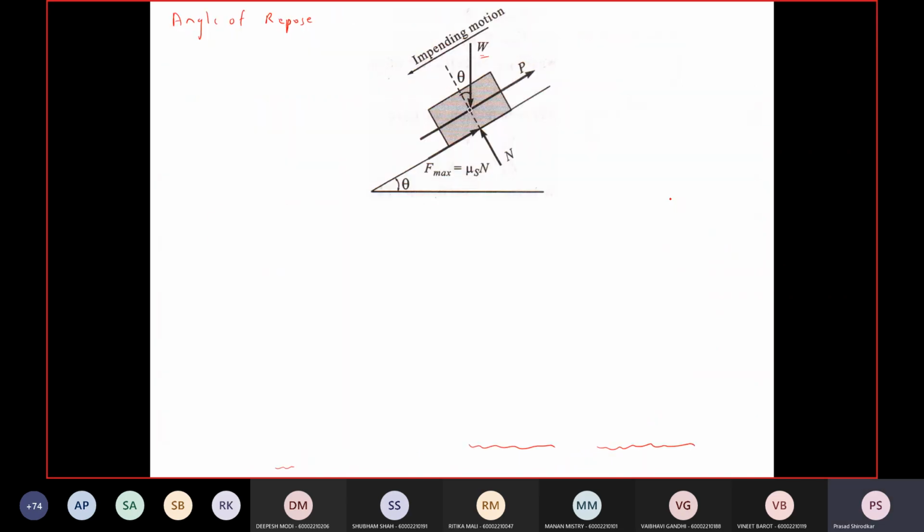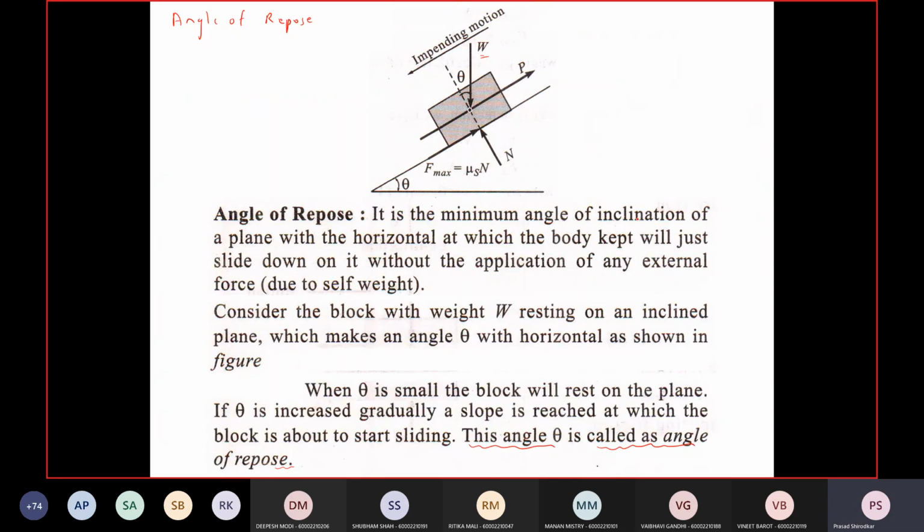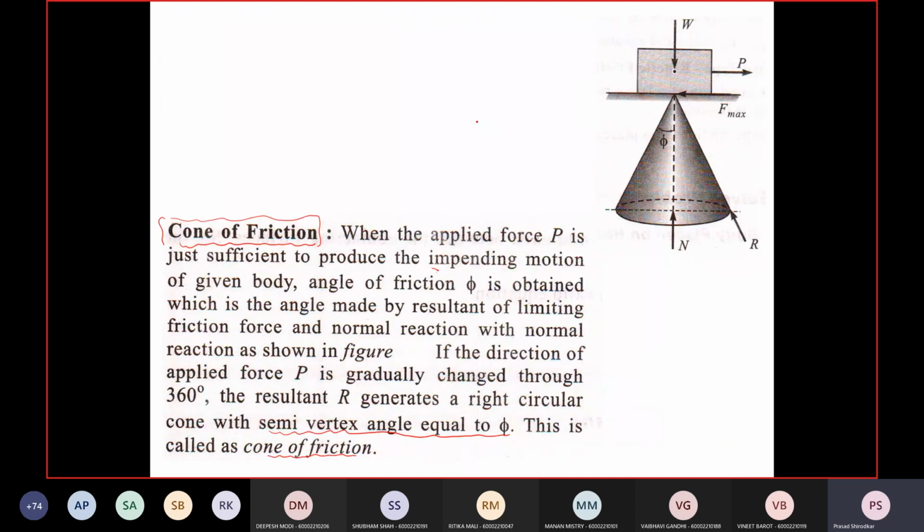Alright. Second, the angle of repose. The angle of repose is the angle at which the block tends to slide down the inclined plane due to its own weight. Alright. And the third term is the cone of friction. Cone of friction is just the cone which is generated by this resultant.